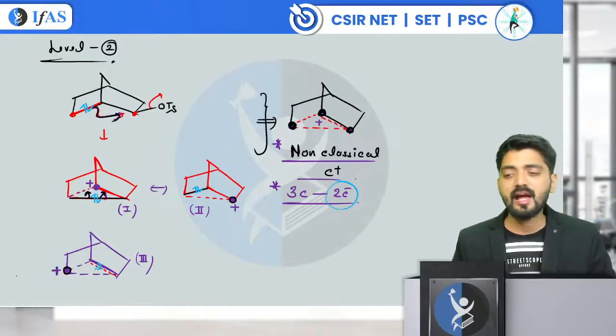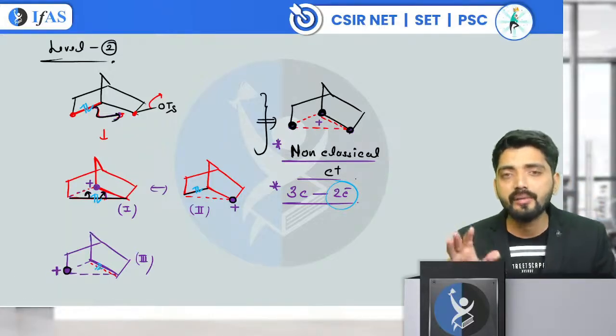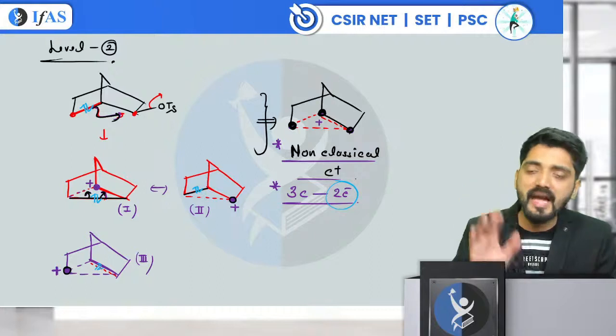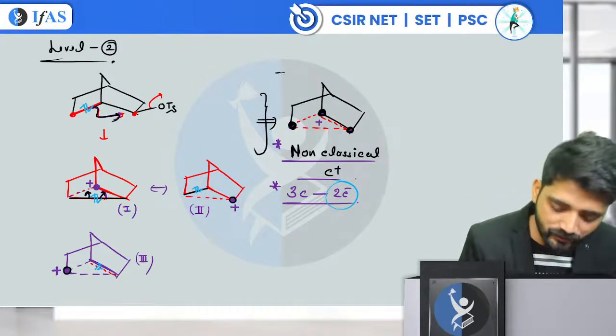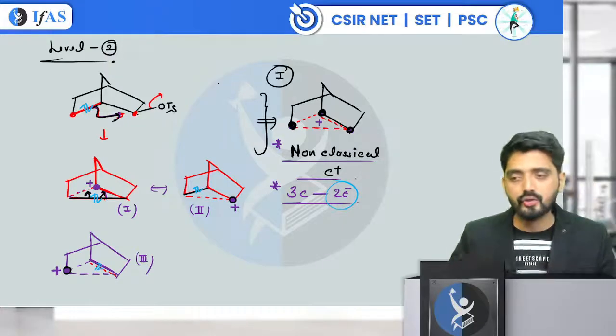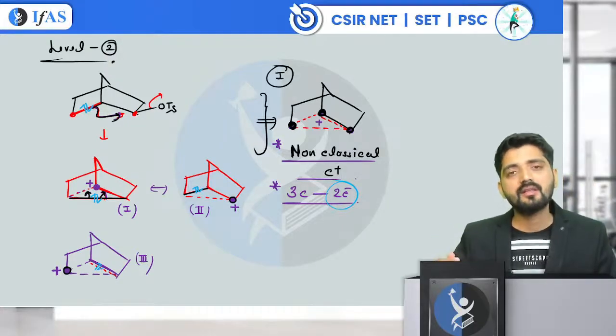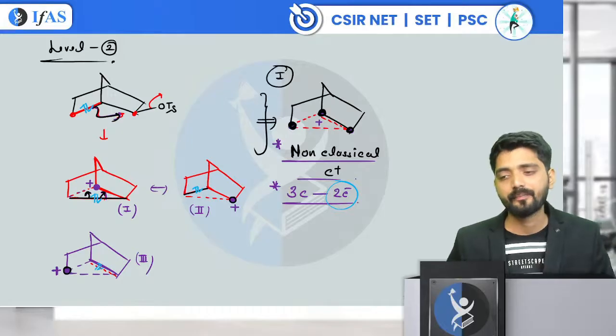the question which was asked to me was whether the intermediate you have formed is optically active or inactive. Can you tell me whether this intermediate which we have drawn here is optically active or optically inactive?